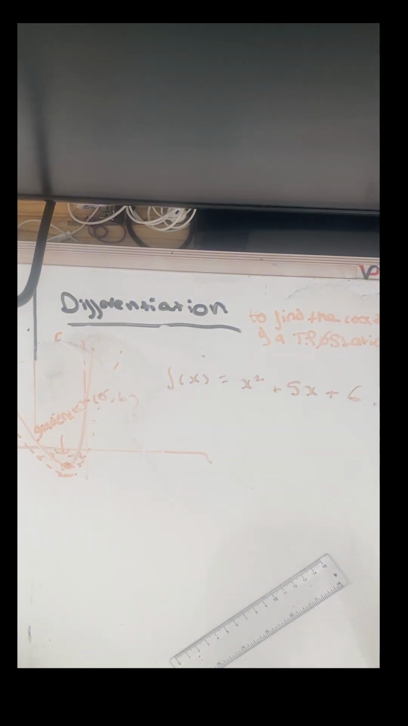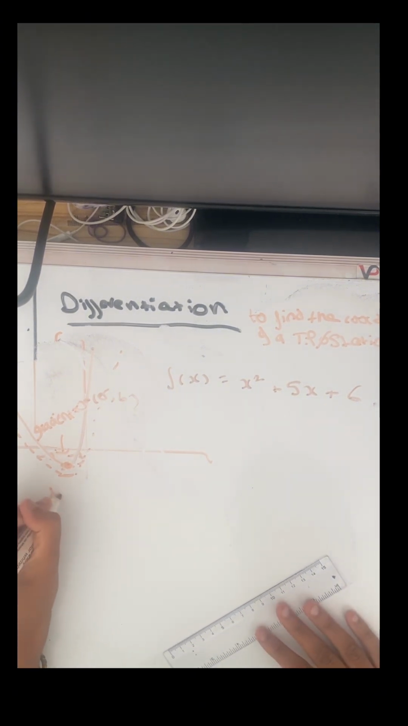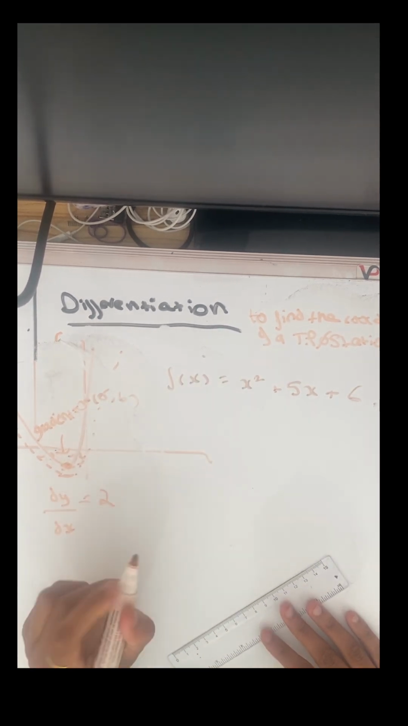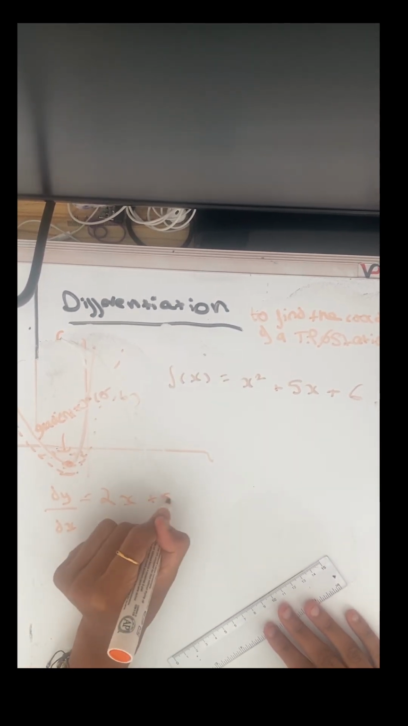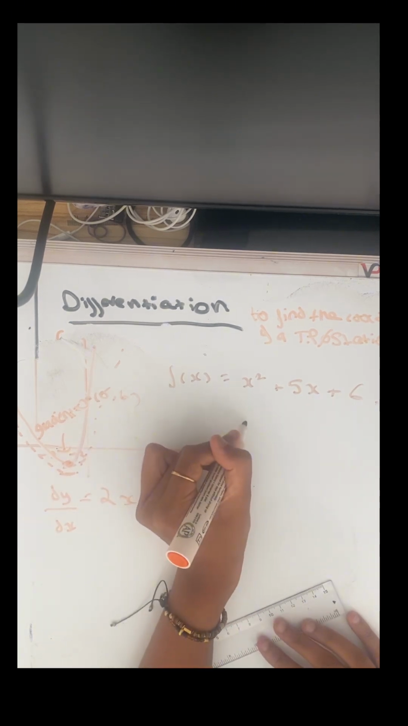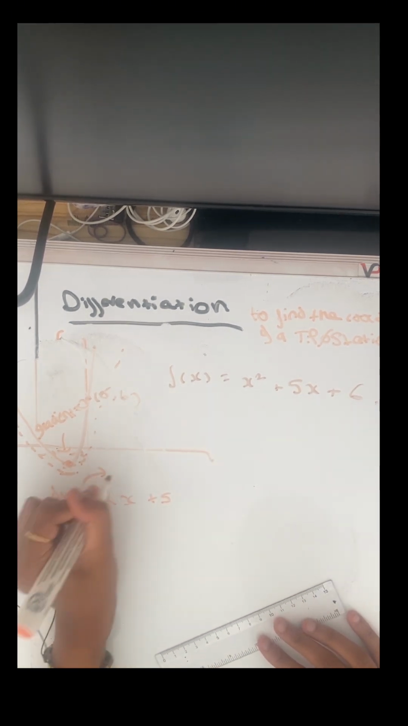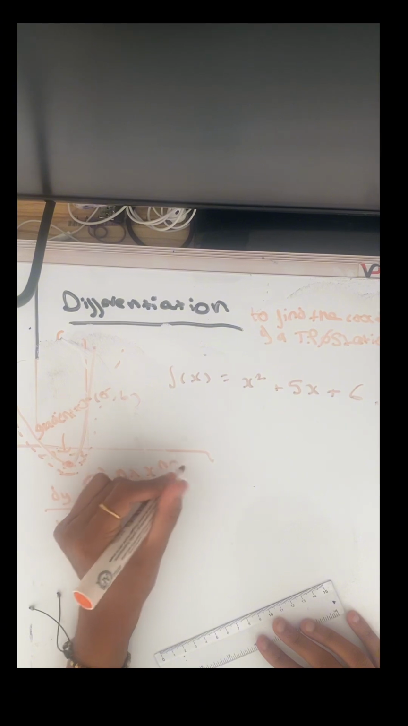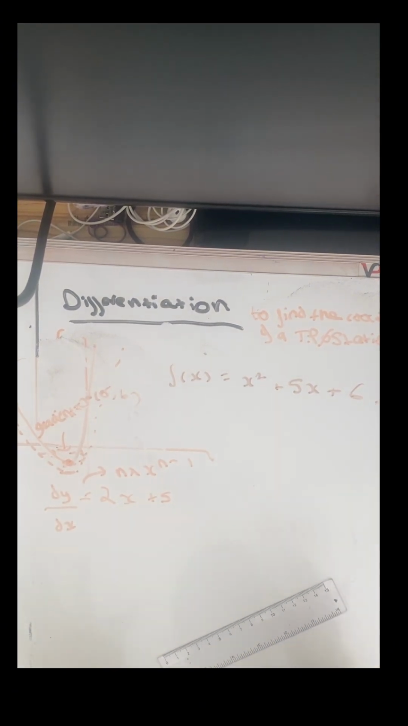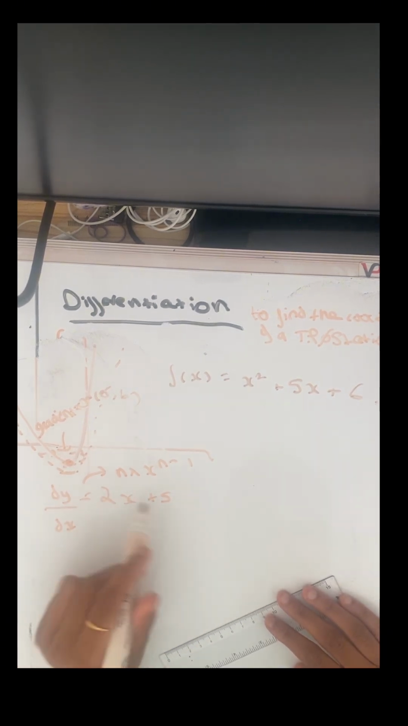Okay, so let's run with that for a second and think that dy over dx for this particular equation, like we said in the other video, was 2x plus 5, and that's just quickly saying that dy over dx is n times x to the power of n minus 1, if we're just using the quick formula and not differentiating by first principles. So this is our gradient function.